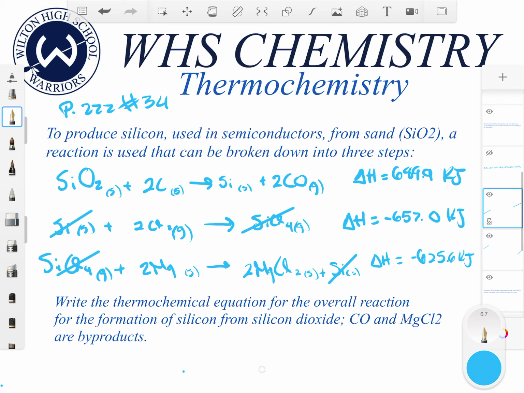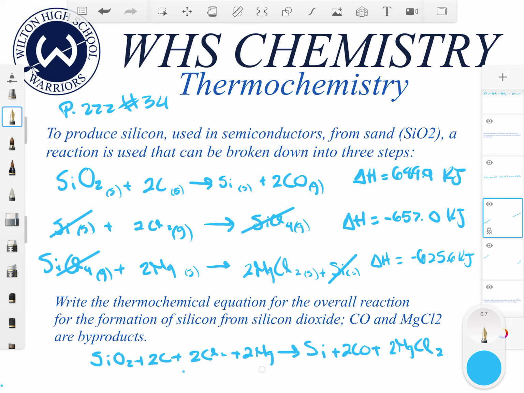If you just take the product side, we can write it out. We have silicon dioxide plus 2 carbon plus 2 chlorine plus 2 magnesium for the reactants, and on the product side we have silicon plus 2 carbon monoxide plus 2 magnesium chloride. So the overall thermochemical equation for the reaction is SiO2 plus 2C plus 2Cl2 plus 2Mg yields Si plus 2CO plus 2MgCl2.